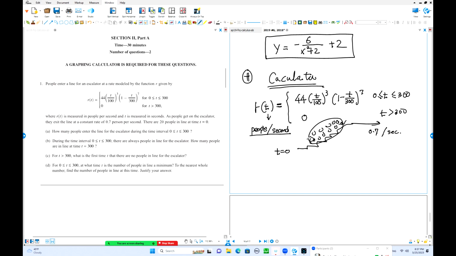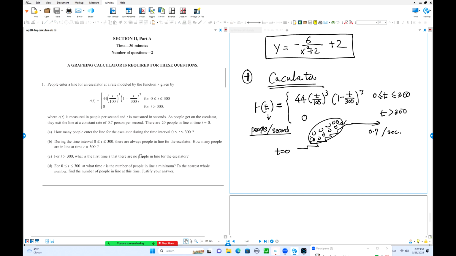How many people enter the line for the escalator? That is what we want: enter the line. How many people enter the line for the escalator during the time from 0 to 300? All together, the number of people is the integral of r(t), and you can use 300 as the upper limit.